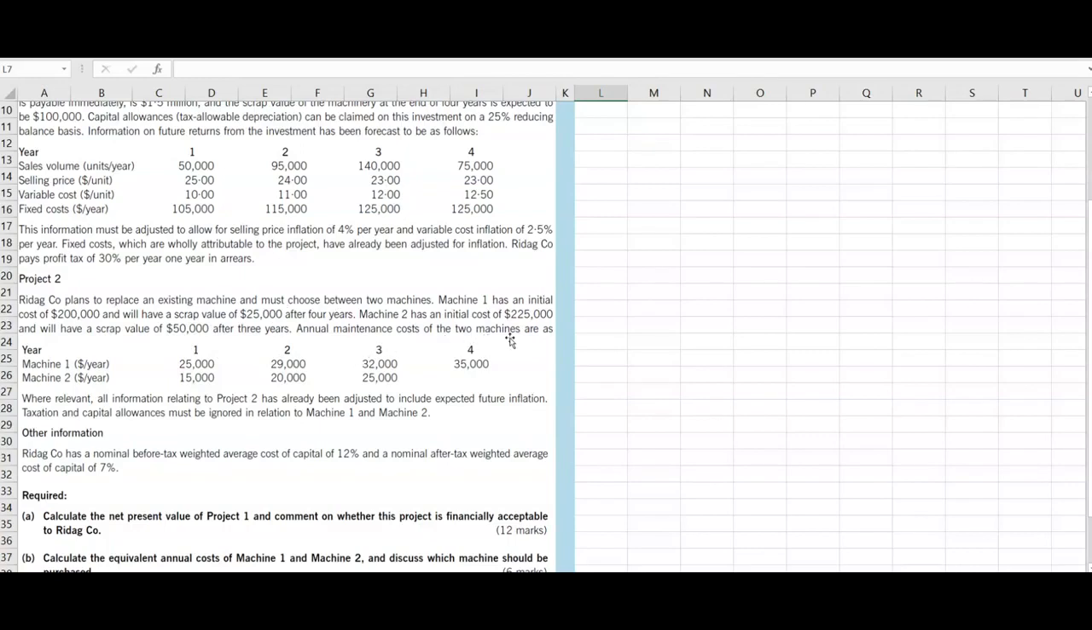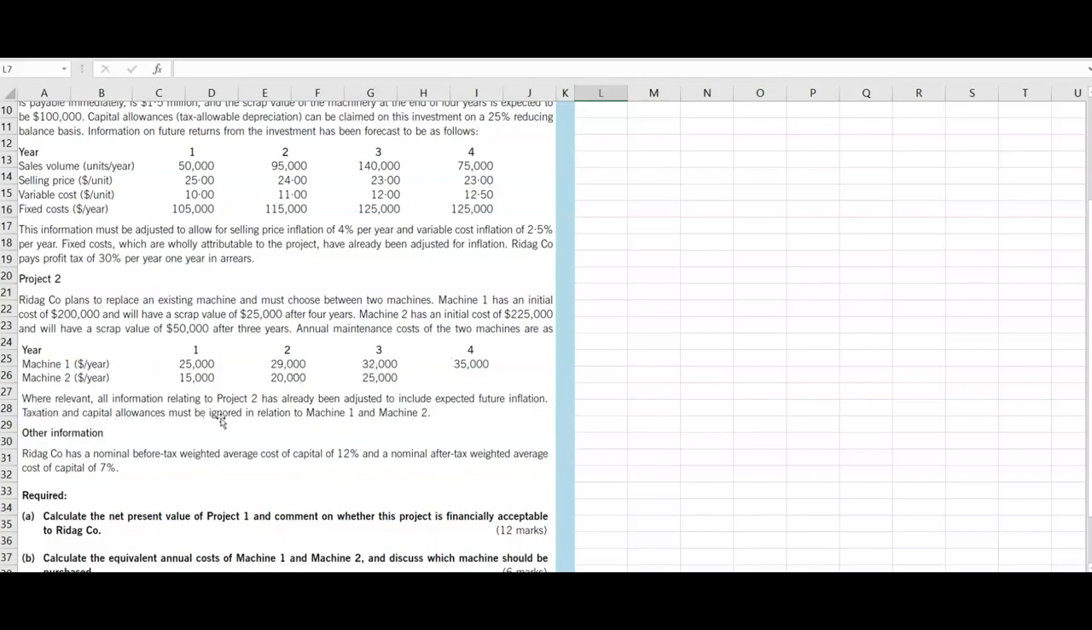Annual machine costs of the two machines are as follows. So these are the annual costs. Machine 1 has 4 years, machine 2 has 3 years. Where relevant, all information relating to project 2 has already been adjusted to include expected future inflation. So all future inflation numbers have been done, so we don't need to do anything with this.